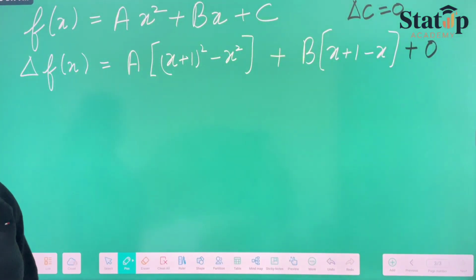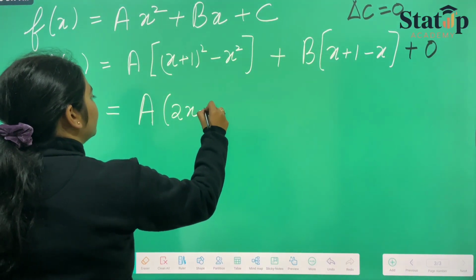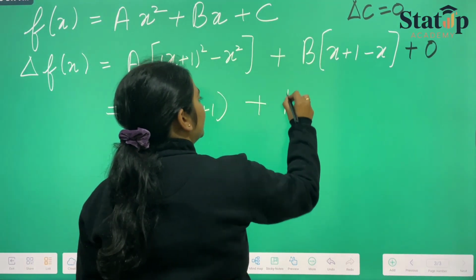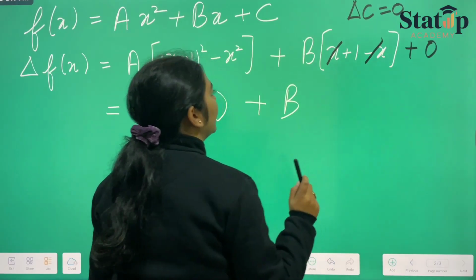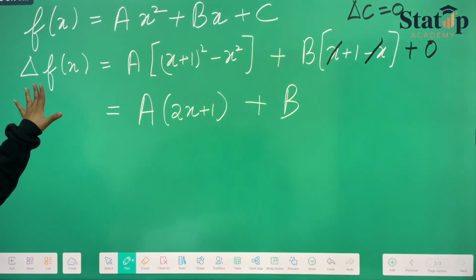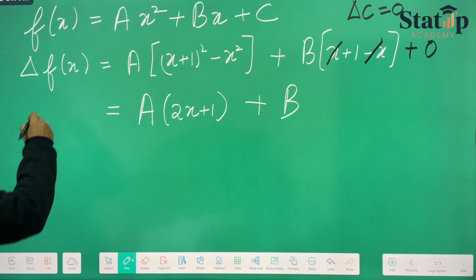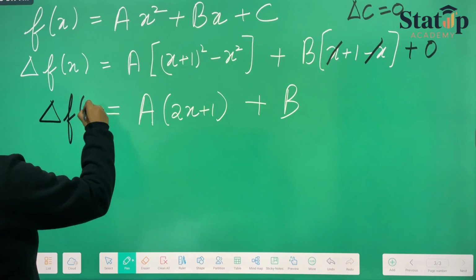On solving it, we will get a into (2x plus 1) plus b, because plus x and minus x will get cancelled and we'll be getting only 1. So this is our formula for delta of fx.